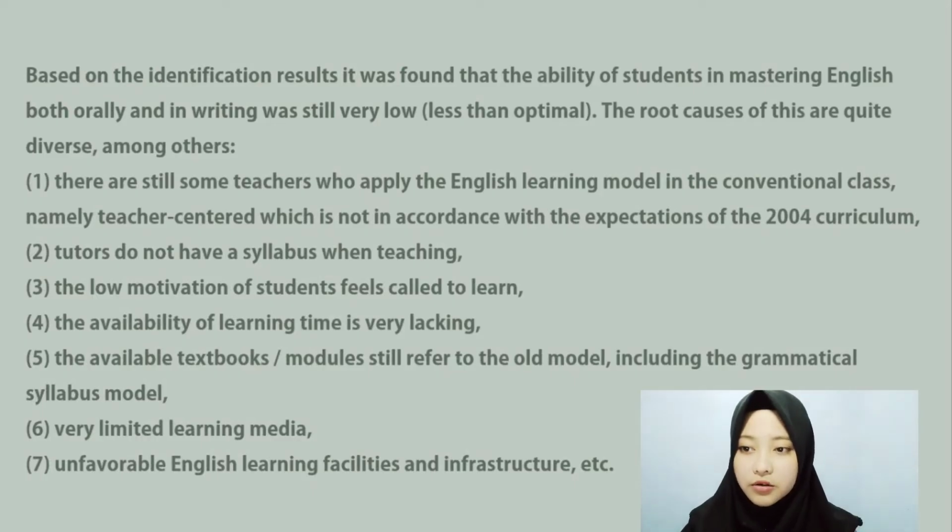Based on the identification result, it was found that the ability of students in mastering English, both orally and in writing, was still very low, less than optimal. The root causes of this are quite diverse, among others: 1. There are still some teachers who apply the English learning model in a conventional class. 2. Tutors do not have a syllabus when teaching. 3. The low motivation of students to learn.